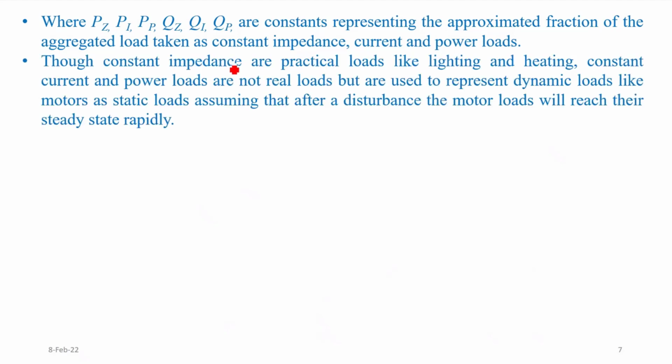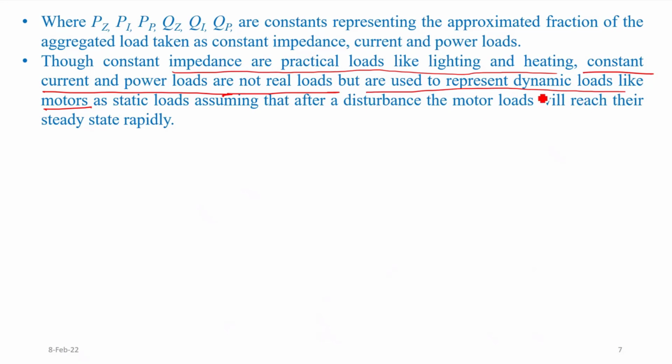Though constant impedance loads are practical loads like lighting and heating, constant current and constant power loads are not real loads. They do not represent any real loads. Constant impedance loads are practical loads, like lighting and heating, right? But constant current and constant power loads can be used to represent dynamic loads like motors. They can be used generally. Sometimes we use constant power load in load flow analysis, right?